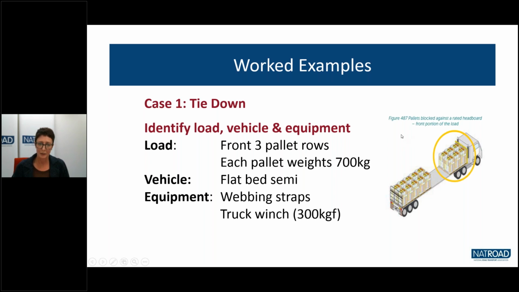We've assumed each pallet weighs 700 kilos. You also need to know what equipment you've got to work with. Again, in this example, we've assumed that you've got 50mm webbing straps and a truck winch as a tensioner, which has an average pre-tension of 300 kgf, which is kilogram force. In the guide, I think we've also provided some average pre-tensions that can be achieved with different tensioners, and this table is available on page 24 of the guide. But just a note that it's important to know what tension you can get with your particular equipment.